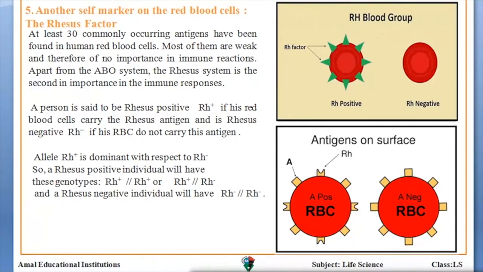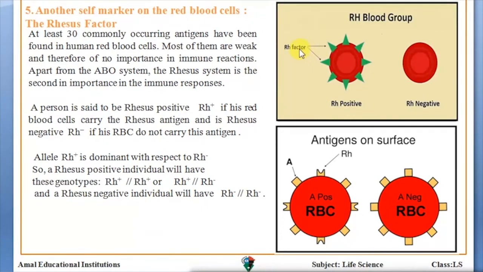An individual is said to be rhesus positive or rhesus negative. On what basis is an individual classified as Rh positive or Rh negative? Let us have a look at the adjacent document, which clarifies the notion. This is the red blood cell, and on the red blood cell we have a certain marker, which is the Rh factor.